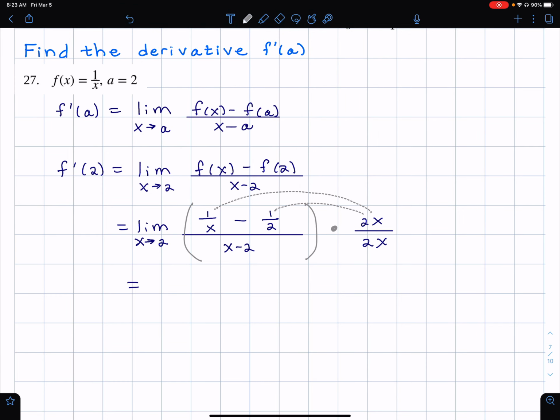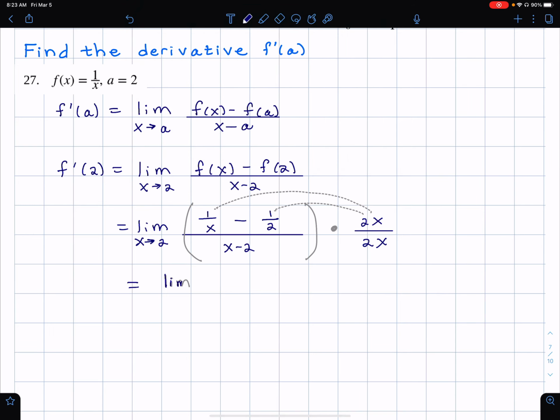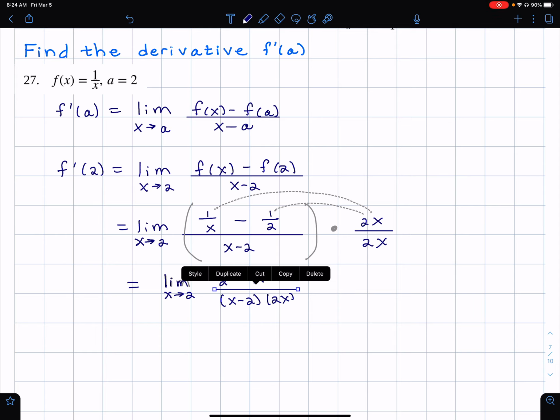2x times 1 over x is 2. So 1 over x times 2x makes 2. 1/2 times 2x makes x. And then in the denominator, I'm not going to multiply out or use the distributive property multiplying 2x times x minus 2, because I want to cancel the x minus 2.